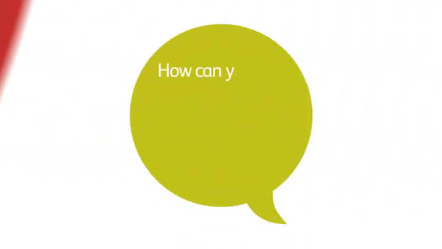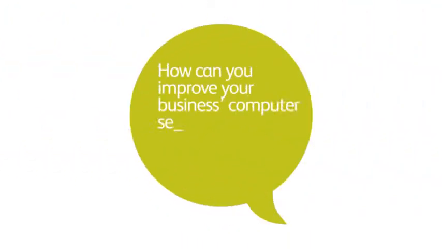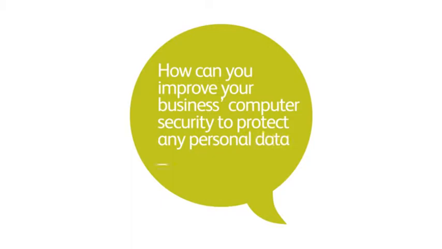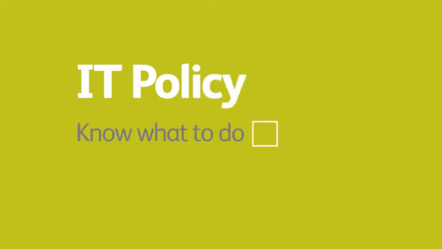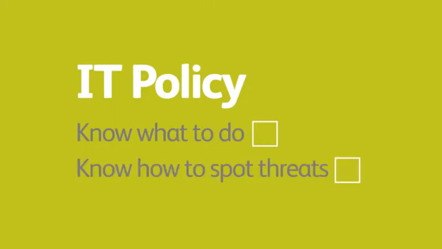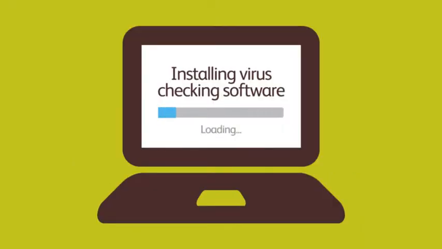So how can you improve your business's computer security to protect any personal data you may hold? Here are our top tips. The easiest and most straightforward is to make sure an IT policy is in place for your users. Make sure they know what they should and shouldn't be doing, as well as giving them some training on how to spot potential threats. Install a firewall and virus checking software on your computers, and make sure these are on top of the free firewall you get with each computer.